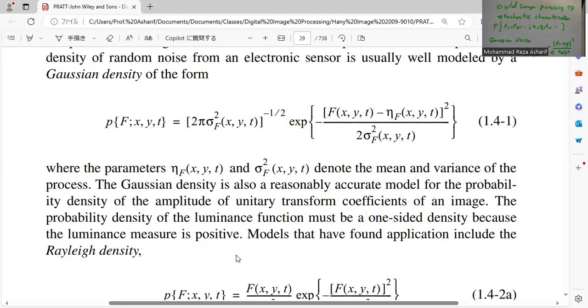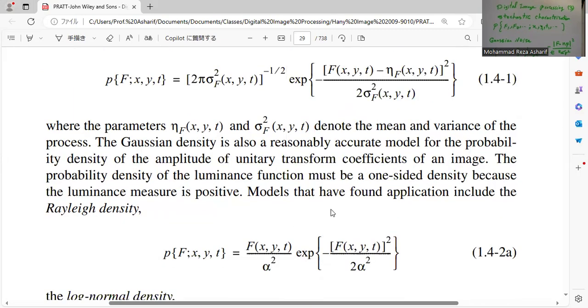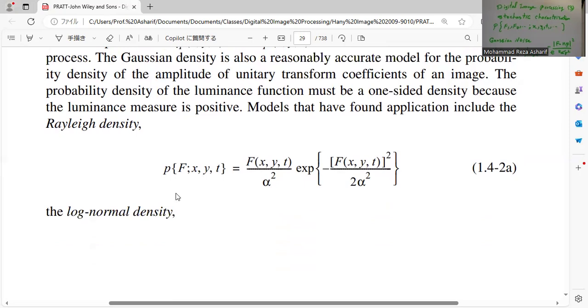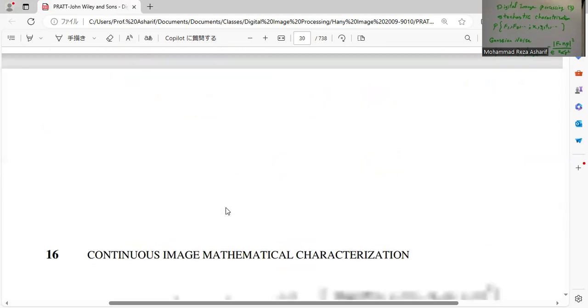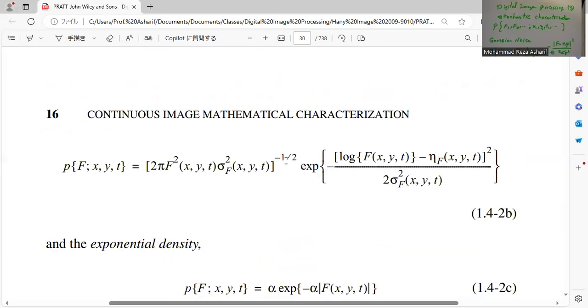The other one is the Rayleigh density function. This is the probability density function of the Rayleigh: p(f) is f divided by alpha squared, exponential minus f squared over 2 alpha squared. And the log normal density is the other one on the next page. This is the logarithm minus the average, and this part.